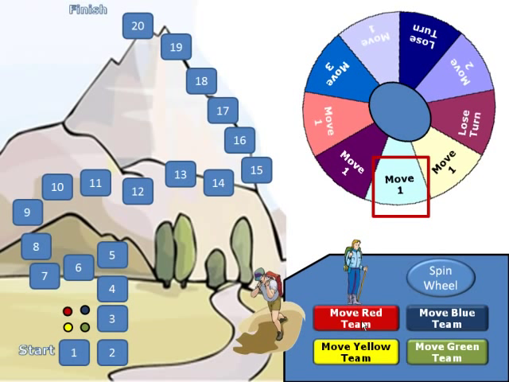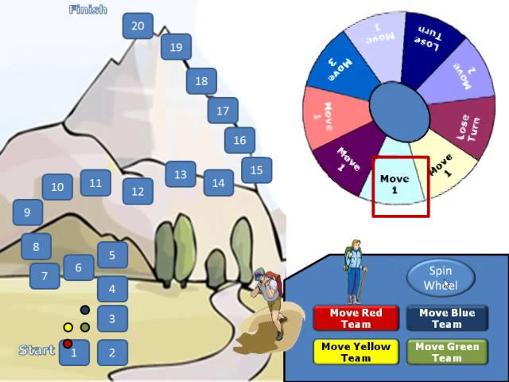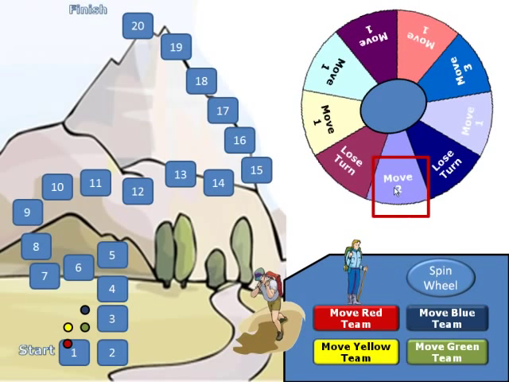We'll click the red team space 1 time. It moves them 1 space onto the dot here. The blue team will be second. We're going to give them a question. They get it correct. Instructor clicks Spin the Wheel, and the blue team is going to move forward 2 spaces.